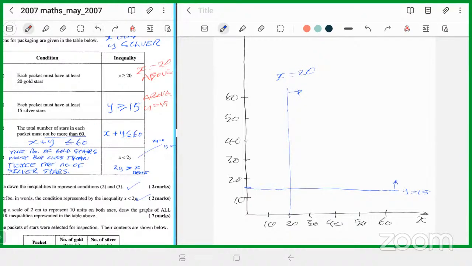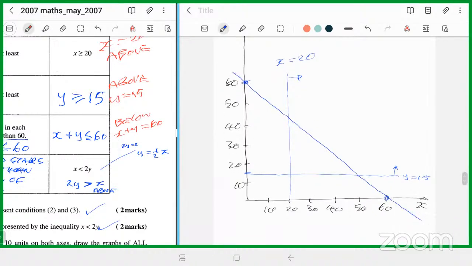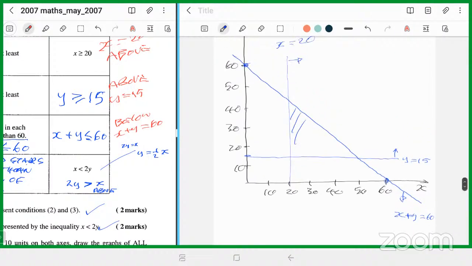So this one is below x plus y equals 60. X plus y equals 60, as we said, crosses the y-axis at 60 up here and crosses the x-axis at 60 down here. All right, so it's going to go like this. Label the line with the equation x plus y equals 60. And we're going below this line. So the region that we want now is somewhere in this triangle.